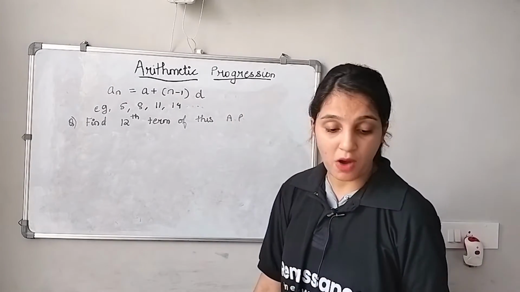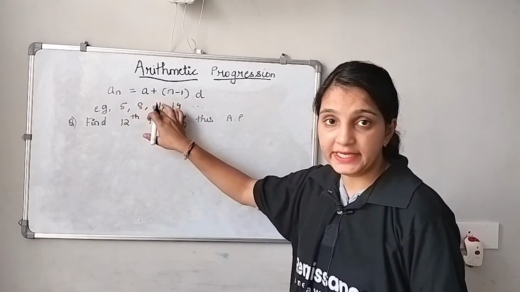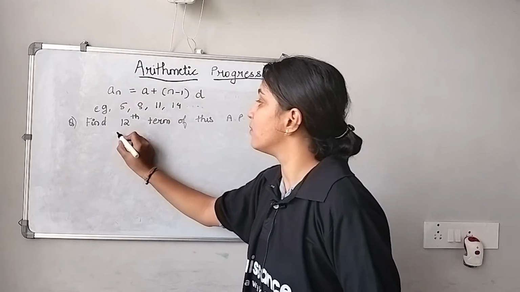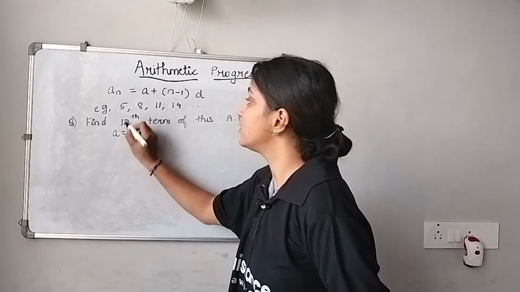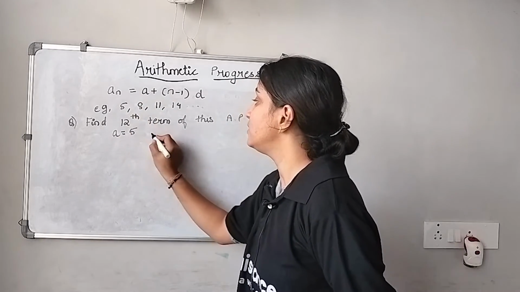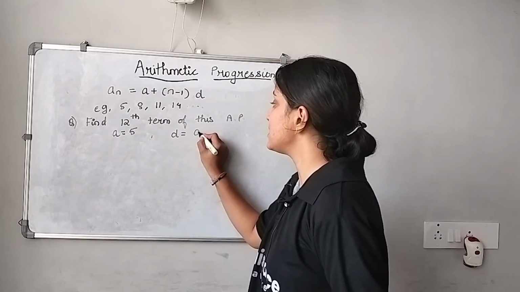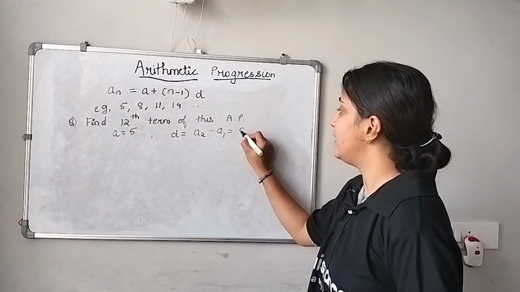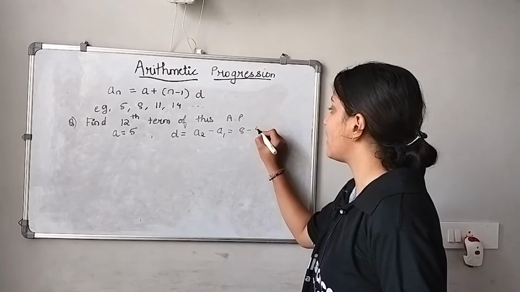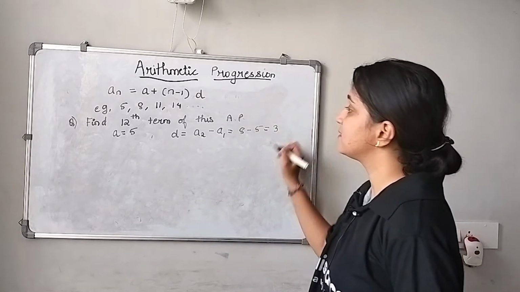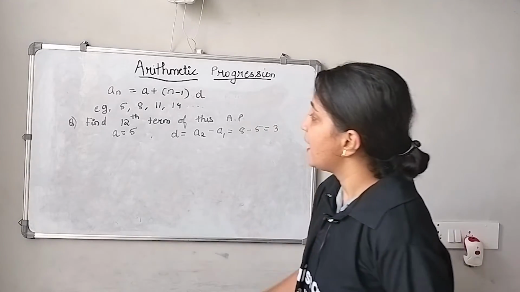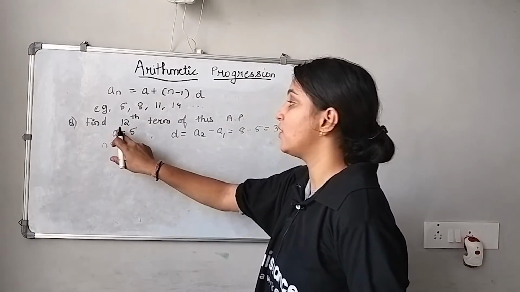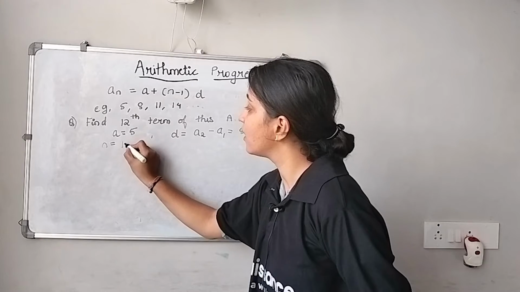Now, how to find A and D. See, in this formula we will use this formula now. Your A here is what? 5. Your D is what? A2 minus A1. A2 is what? 8. 8 minus A1, which is 5. So your D is 3. Then, what is N here? N is the term which we have to find, that is 12.